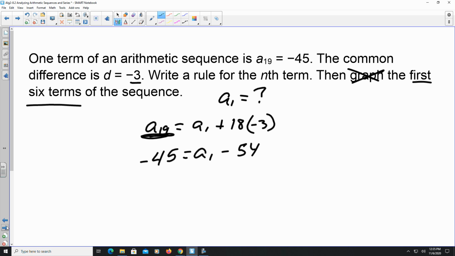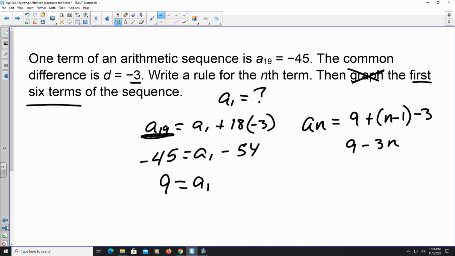So this allows us to determine what a sub 1 is. Add 54 to both sides, so negative 45 plus 54 is 9. So 9 is a sub 1. Now we have enough information to write our rule for a sub n. a sub n is equal to a sub 1, which is 9, plus n minus 1 times d, which is negative 3. When you distribute the negative 3, I get 9 minus 3n plus 3. So my a sub n rule is negative 3n plus 12. All right, so that's my rule.